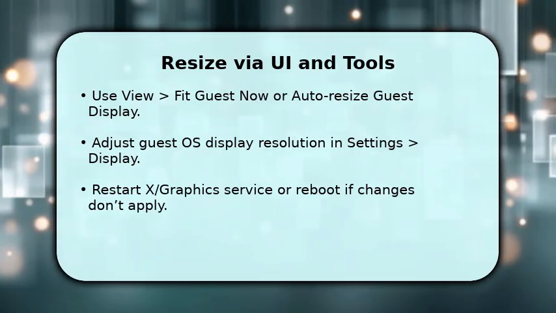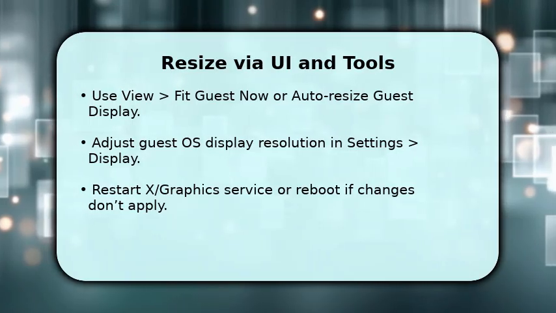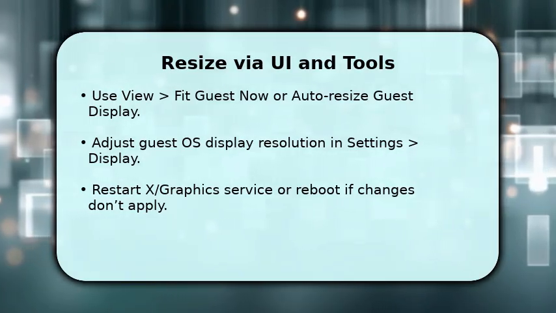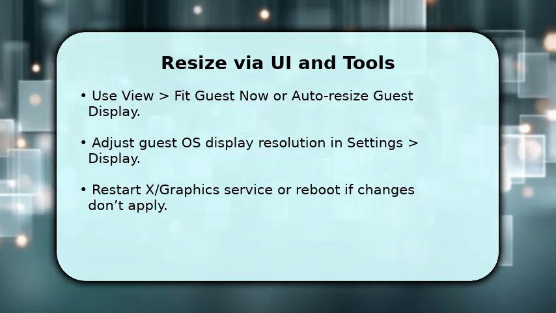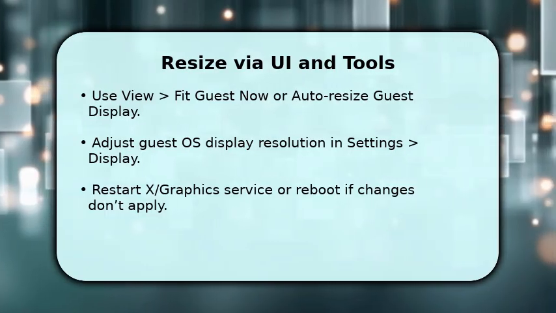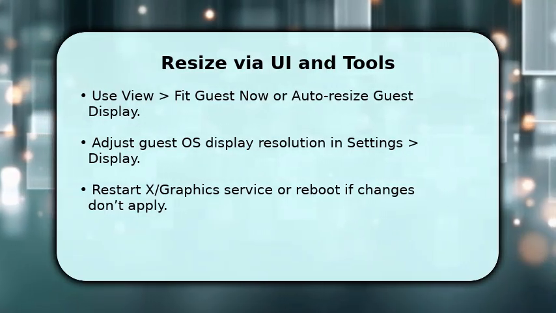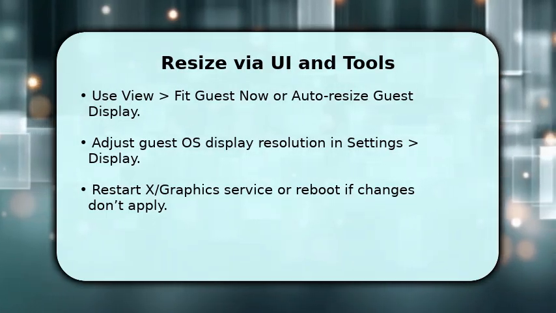Choose View, then Fit Guest Now, or enable Auto Resize Guest Display so the VM matches the VMware window. If that doesn't produce the exact size, open the Guest OS display settings and pick the target resolution or scaling. For Linux guests, restart the X or Wayland session. For Windows, sign out or reboot to finalize driver geometry.